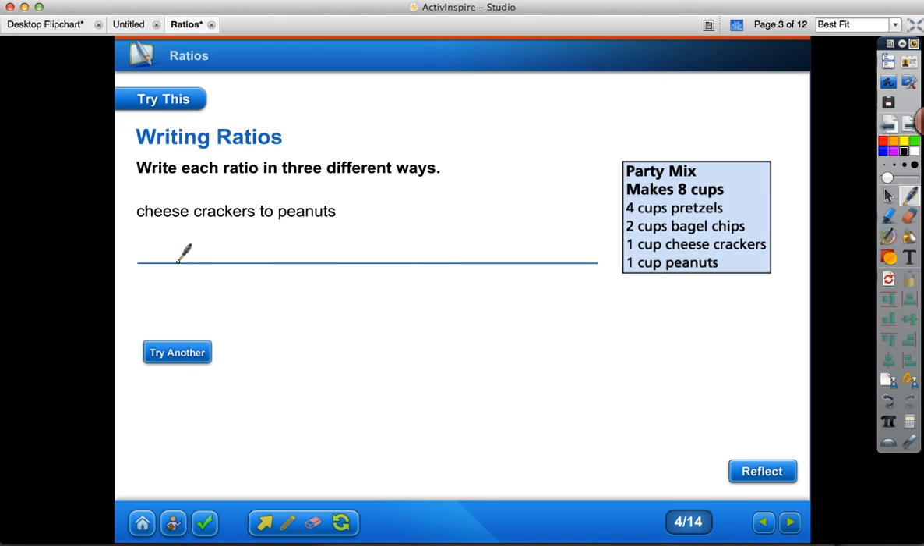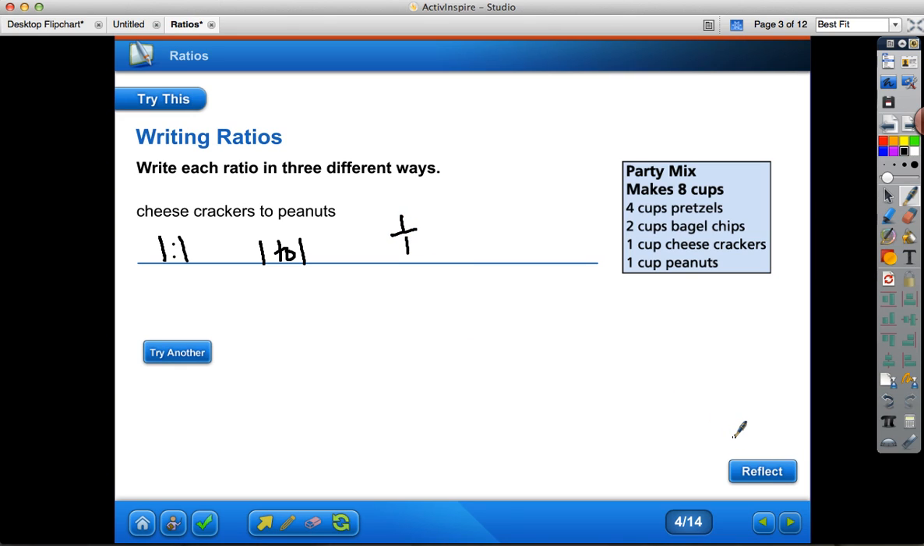All right, so one more, cheese crackers to peanuts. So if I put in 1 cup of cheese crackers, I have to put in 1 cup of peanuts. 1 cup of cheese crackers to 1 cup of peanuts, and 1 to 1.